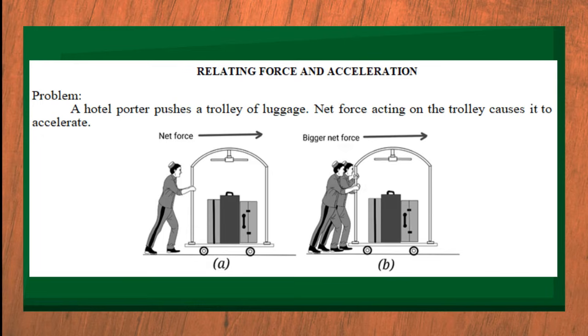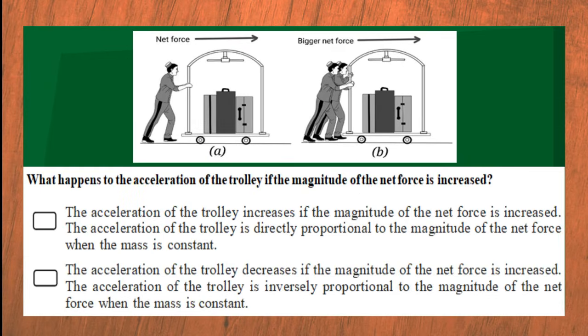A net force acting on the trolley causes it to accelerate. What happens to the acceleration of the trolley if the magnitude of the net force is increased? Choose the correct answer. The acceleration of the trolley increases if the magnitude of the net force is increased. The acceleration of the trolley is directly proportional to the magnitude of the net force when the mass is constant.